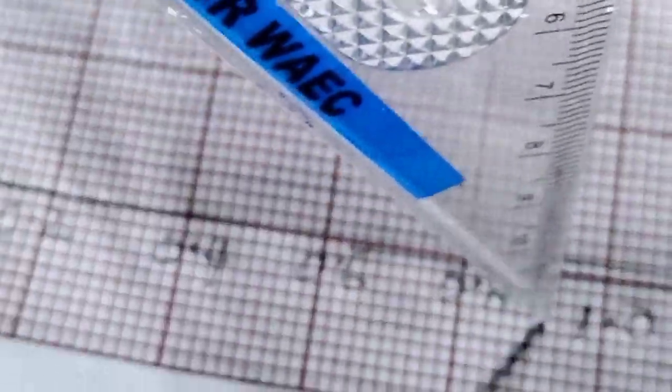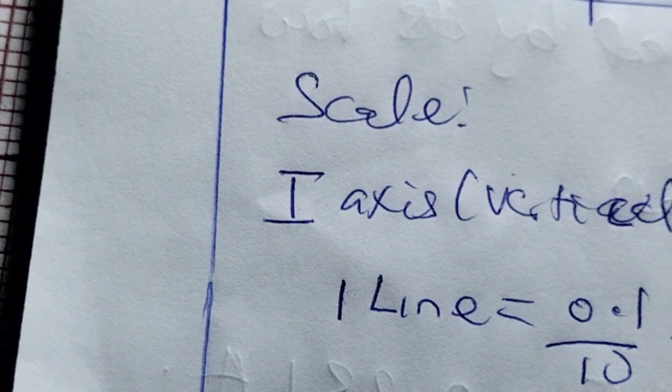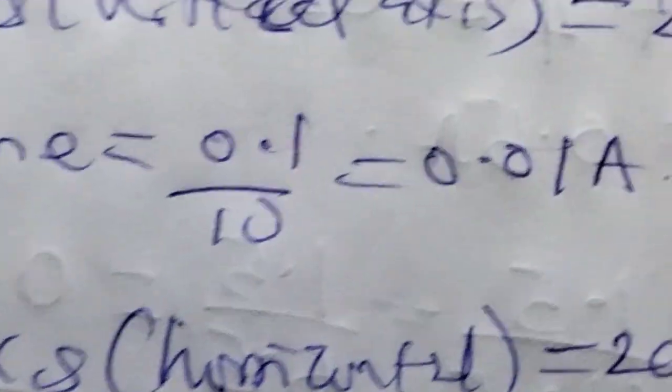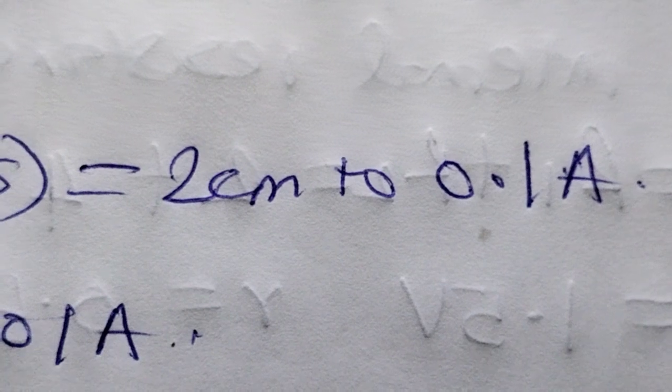On the horizontal axis, which is the R inverse axis, look at the scale we took. We took 0.2 to represent 2 cm: 0.2, 0.4, 0.6, 0.8, 1.0, and so on. For you to plot the graph, you need to understand the scale very well. Now let's look at the scale. What does each line represent? For the vertical axis or I-axis, the scale chosen is 2 cm to represent 0.1 ampere.